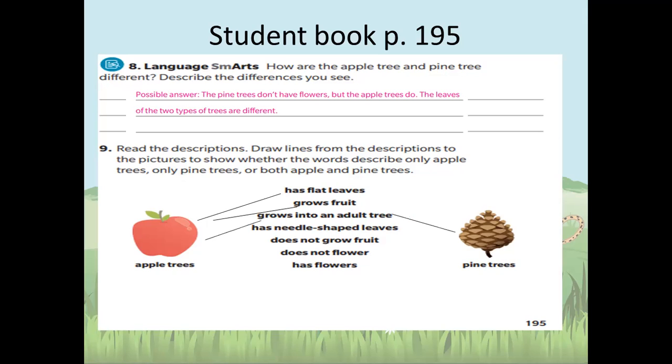Has a needle-shaped leaf. Pine tree. Doesn't grow fruit. Which one doesn't grow fruit? Pine tree, as it doesn't have flower. Doesn't flower. Pine tree. Has flower. Apple tree. Excellent.